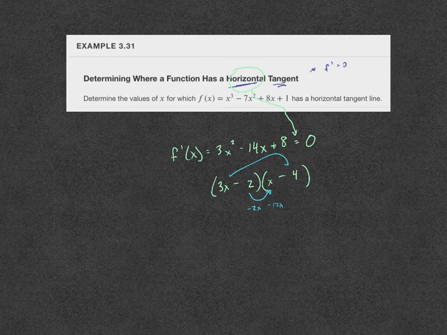All right. But getting back into it, we're going to set it equal to 0. And then I want each factor equal to 0. x minus 4 is 0. 3x minus 2 is 0. So this function has two horizontal tangent lines, one at positive 4 and one at positive 2/3.